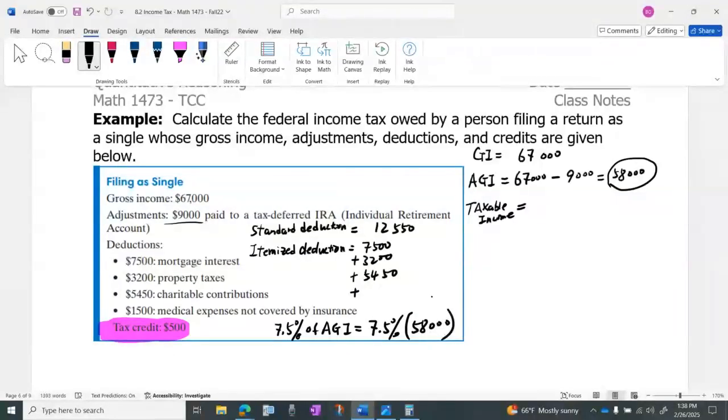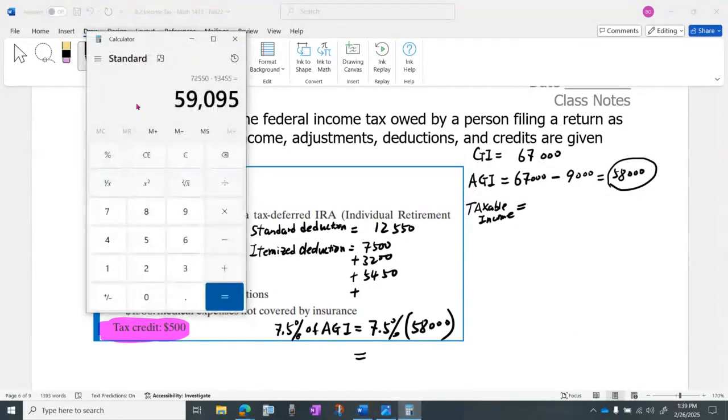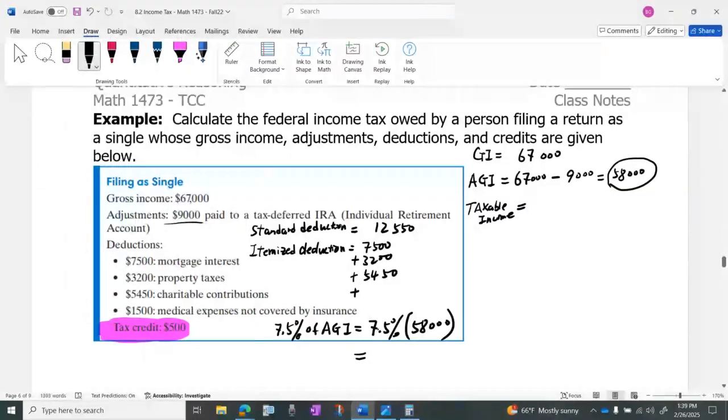Not any medical expenses can be counted as itemized deduction. Only the part that goes beyond 7.5%. Only when the medical and dental expenses go beyond 7.5% of the AGI can that be deductible. So we have to see how much that is. Calculator: 7.5% divided by 100, 7.5%, then multiplied by 58,000. And we have 4,350.